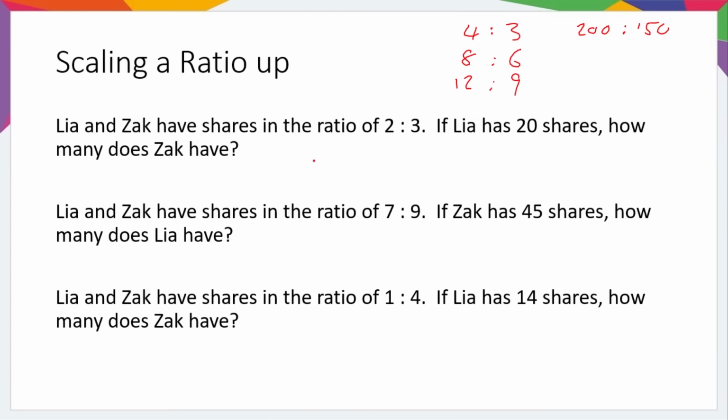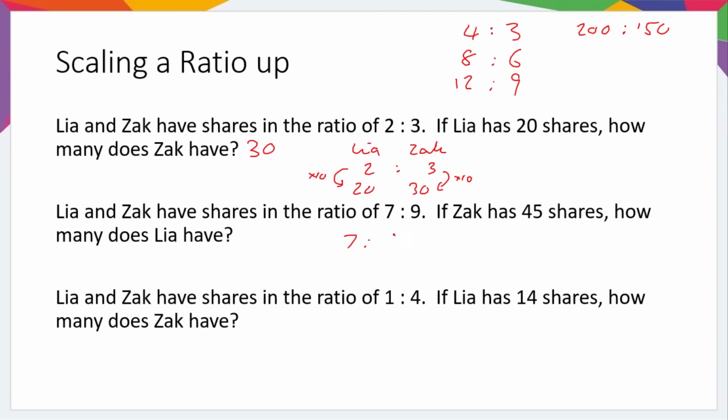Now in this first example, we know that Leah and Zach have shares in a ratio of 2:3, but Leah has 20 shares. Now that is 10 times more than the simplified ratio, so therefore Zach must have 10 times greater than the corresponding figure for his share. 3 times 10 is 30. So if Leah has 20, Zach must have 30. All we've done is scaled the ratio up 10 times.